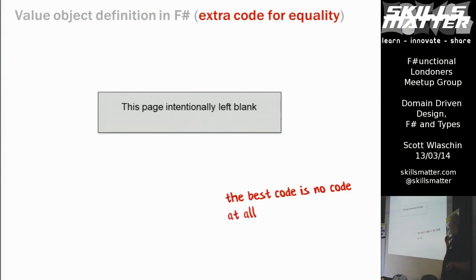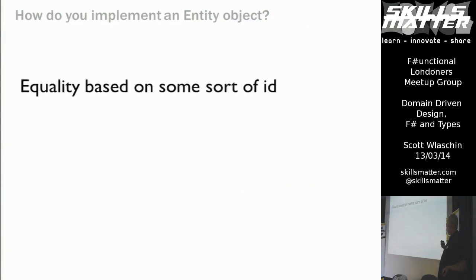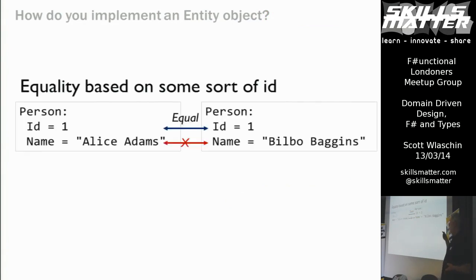And of course, the best code is no code at all. So if you don't have to write get hash code and stuff, you can't possibly have a bug in it because you haven't even written it. So there's one line of F# versus 30 lines of C#. Okay, what about entity objects that have identity? So there's some sort of ID. In this case, two people are the same if they have the same ID, but you can change the name, like this person had a sex change. They went from being Alice to Bilbo.